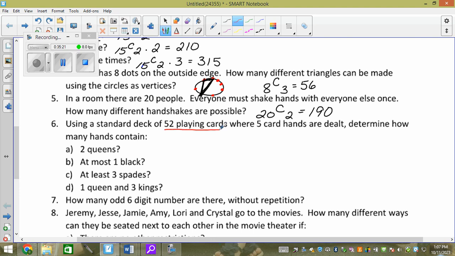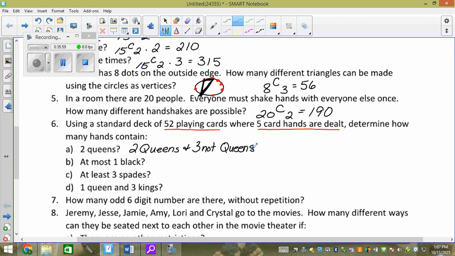So it says 52 playing cards, 5 card hands are dealt. Determine how many hands contain 2 queens. So I go 4C2 and I'm done? Nope. I need 2 queens and what? 3 not queens, because how many cards do I need? 5. Do you think the answer to 4C2 will be on the test tomorrow? Yes, absolutely it will, if you forget to supplement with the not queens.